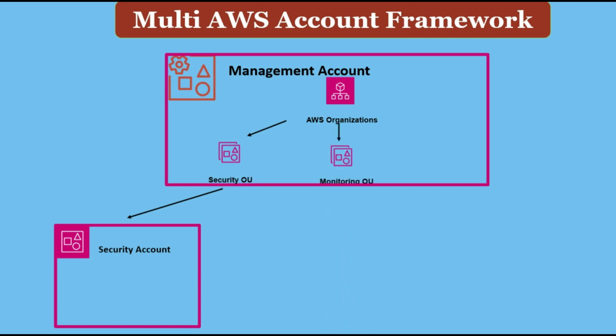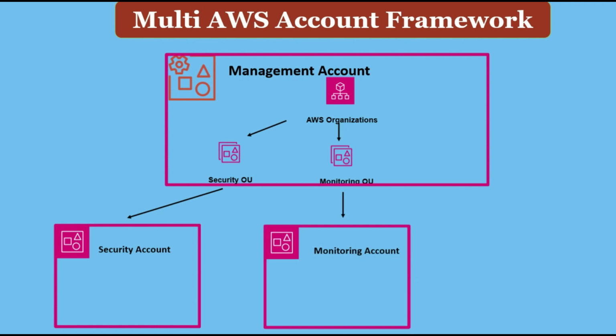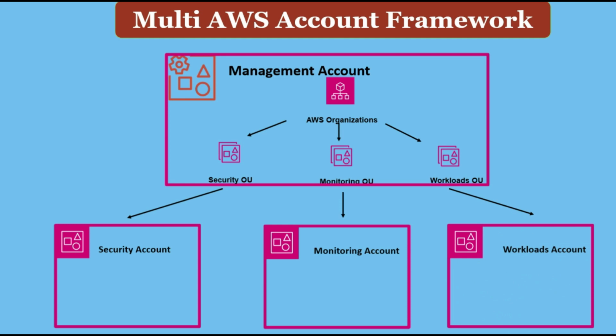Now, second, you may have one more organizational unit which is for monitoring. In this organizational unit, you will have dedicated AWS accounts for monitoring. This account typically is used for storing all the logs, metrics, and used for observability purposes. Another OU could be the workload OU. This is where the actual business applications are running for the production workloads. So you may have multiple AWS accounts here. One could be for dev, prod, and testing.